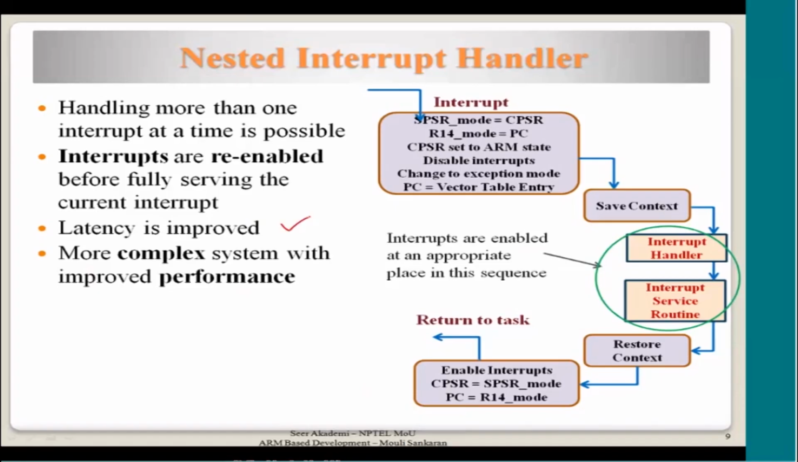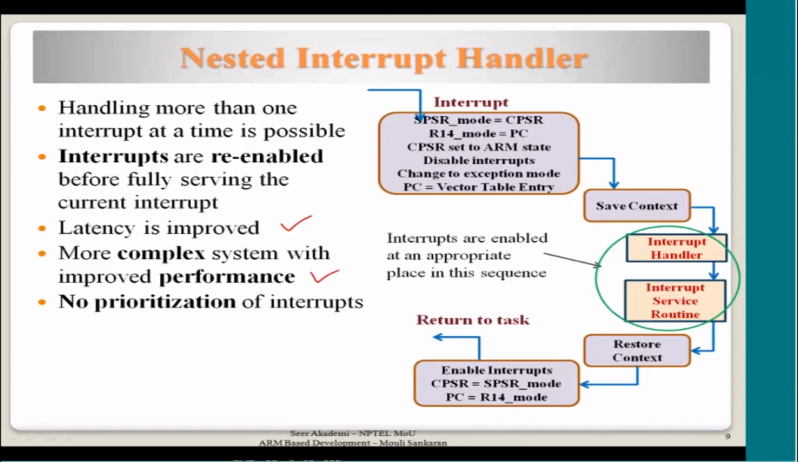That means because of this enabling of interrupts, the processor may be able to recognize interrupts coming in from other sources while it is handling this interrupt. But the problem is we have a latent complexity in the implementation. But it improves the performance, it improves the latency.